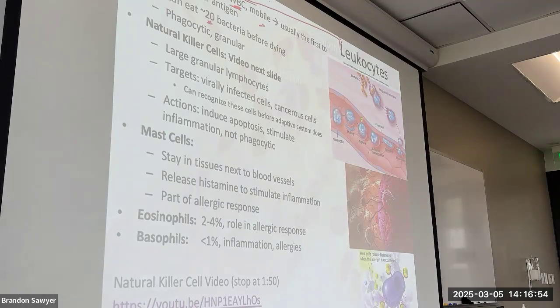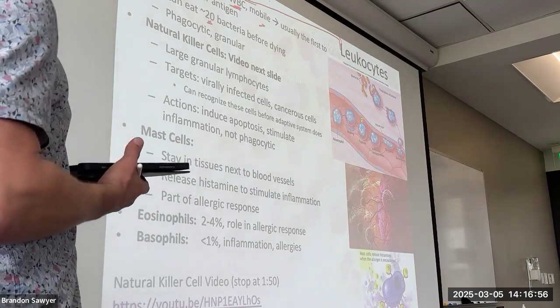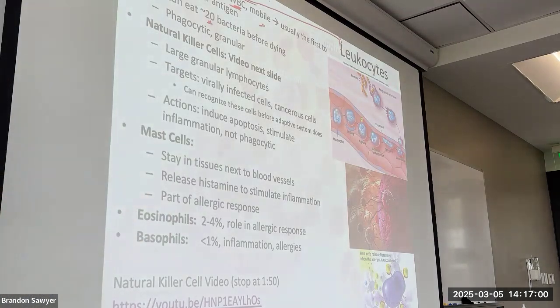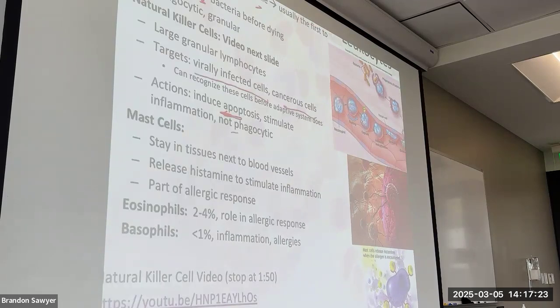Natural killer cells, we'll see a little video of it here in a sec, but they are big cells that are lymphocytes. Lymphocytes are cells that live in our lymph nodes. They're mostly in our lymph nodes. That's when they're called lymphocytes. Their main job is to take out cells that are infected by viruses or cells that are becoming cancerous. They do that by causing the cells to kill themselves, which is apoptosis. They help cause inflammation, but they're not phagocytic.